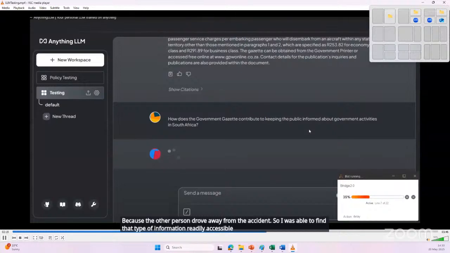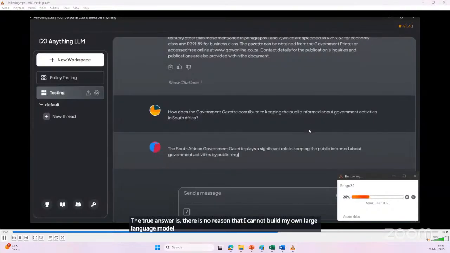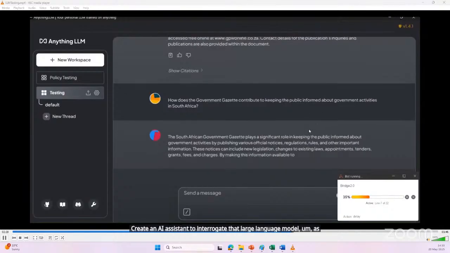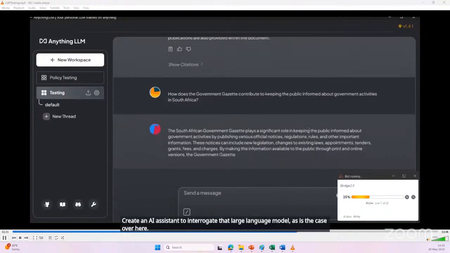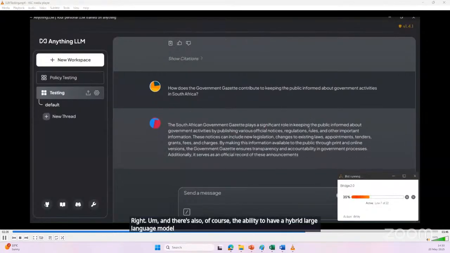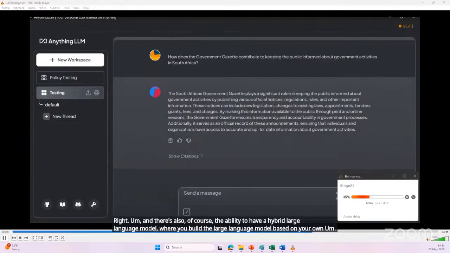But again, the true answer is there is no reason that I cannot build my own large language model, deploy that large language model, and create an AI assistant to interrogate that large language model, as is the case over here. Right. And there's also, of course, the ability to have a hybrid large language model where you build the large language model based on your own data, your own experience, keeping that private and still leveraging another large language model.